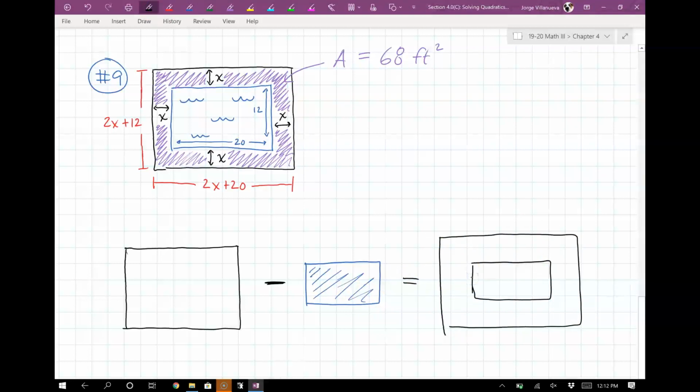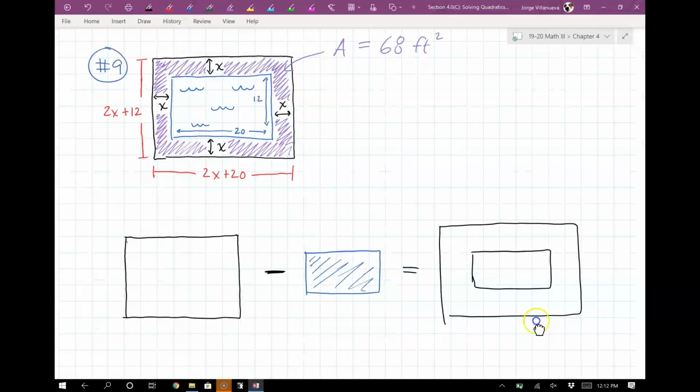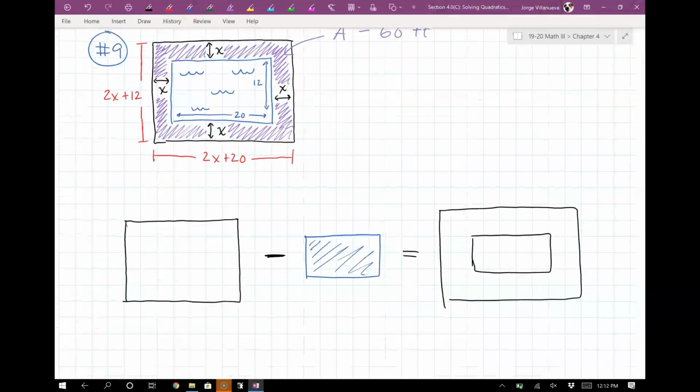So let's label what we know. What are the dimensions of the swimming pool? Like, what is the length of the swimming pool? This way. 20. So I'm going to put 20 right here. What is the width of the swimming pool? 12. Okay, great. What is the length of the whole space? 2x plus 20.